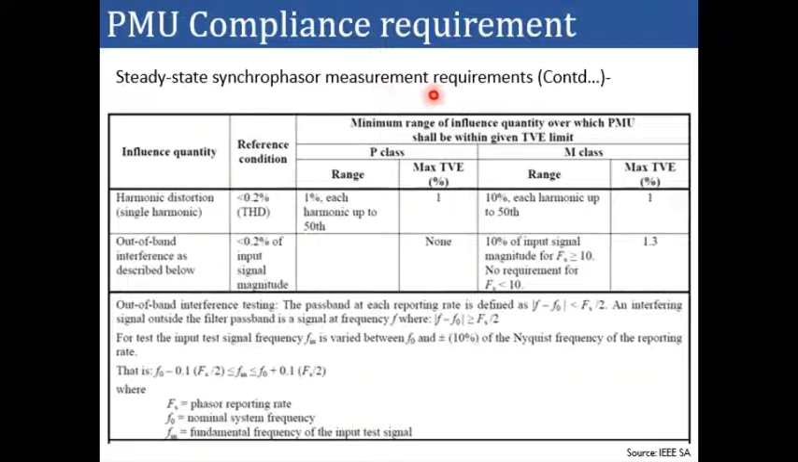Now, the steady state synchrophasor measurement requirement for harmonic distortion. If the reference condition is that THD should be less than 0.2%, and now if there is 1% each of harmonic up to the 50th harmonic, still the TVE should be 1, and same is for M class. Now, out of band interference is not defined for P class, but for M class, the maximum TVE can be 1.3%.